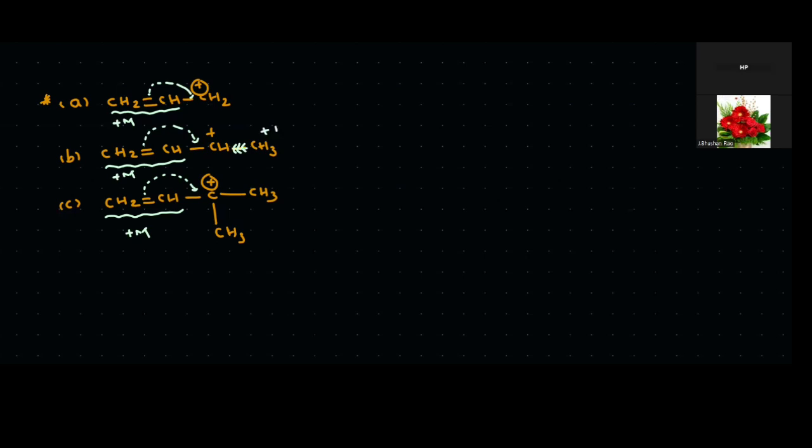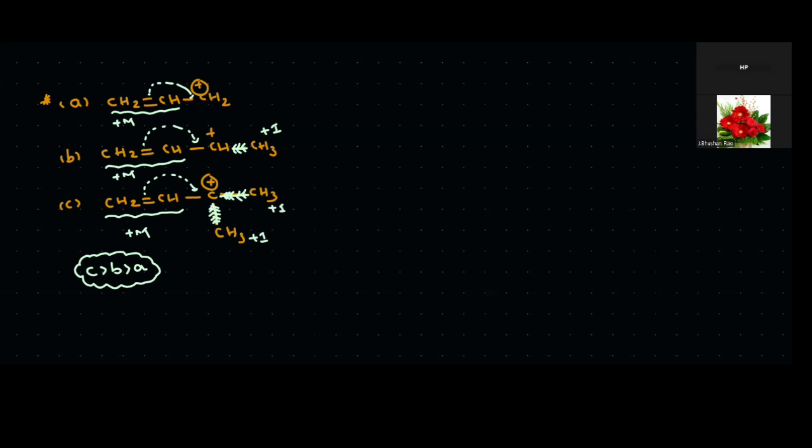In the second case, if you identify here also, here, two releasing groups. How many releasing groups? Two releasing groups. So two releasing groups and mesomeric effect both stabilize the carbocation in the third case. Now, which one is more stable? C is more stable than B. B is more stable than A. This is the stability order of allyl carbocations.